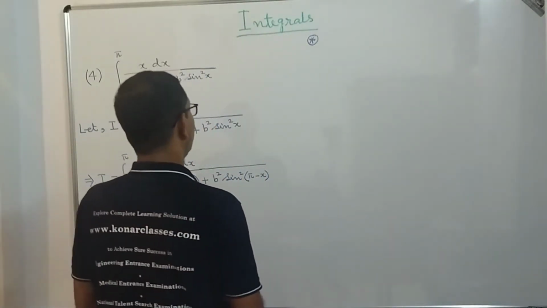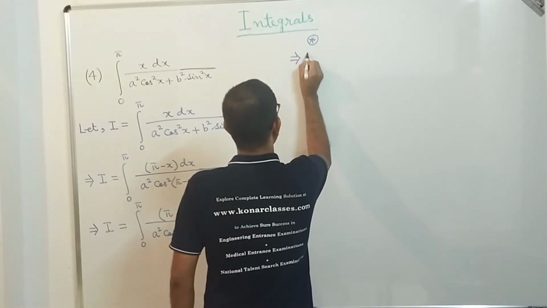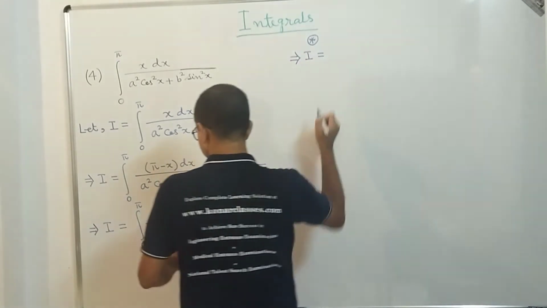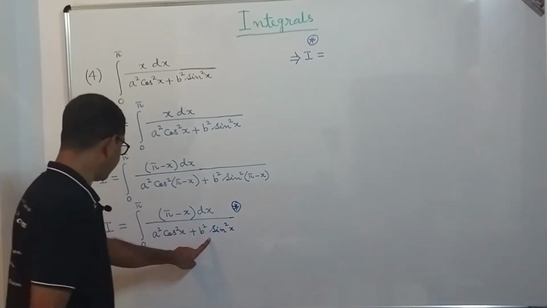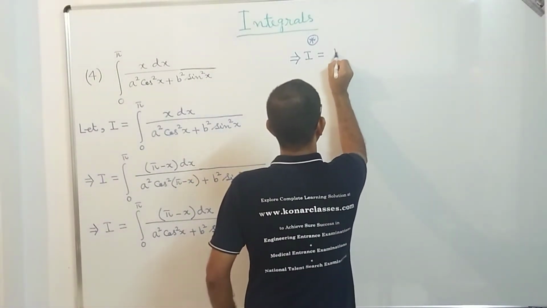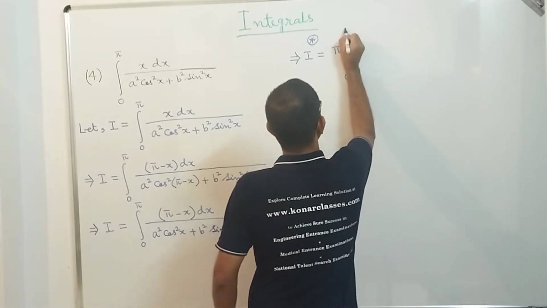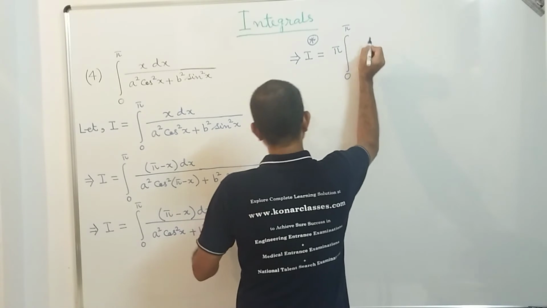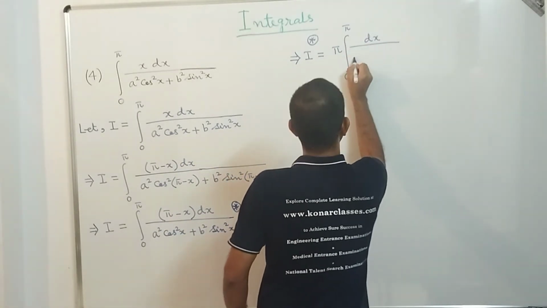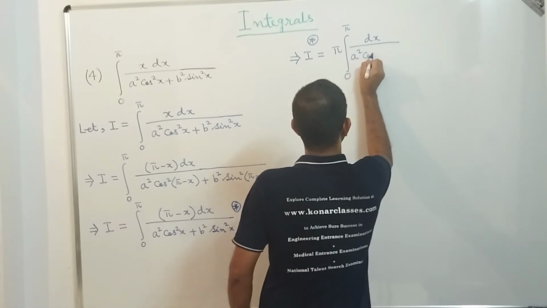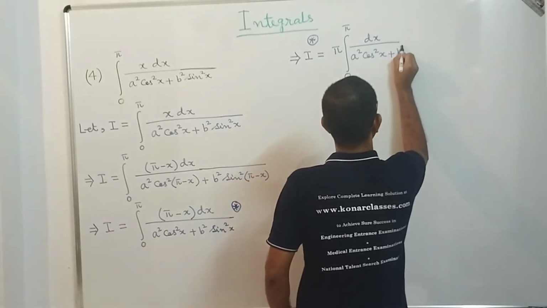Okay, so now this is equal to what, dear students? So from here we write, this implies I is equal to pi dx by a square cos square x plus b square sin square x. So pi is a constant, so we can take it outside of the integration. So pi times the integral from 0 to pi of dx by a square cos square x plus b square sin square x.